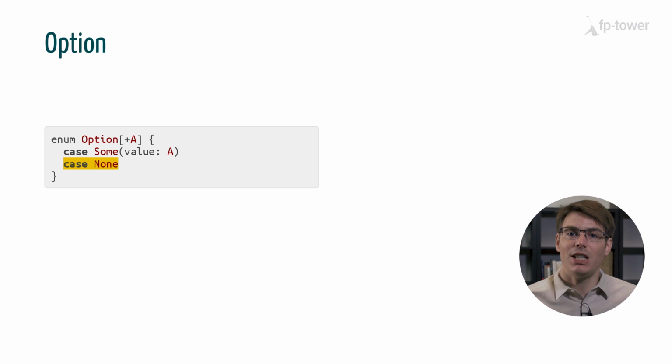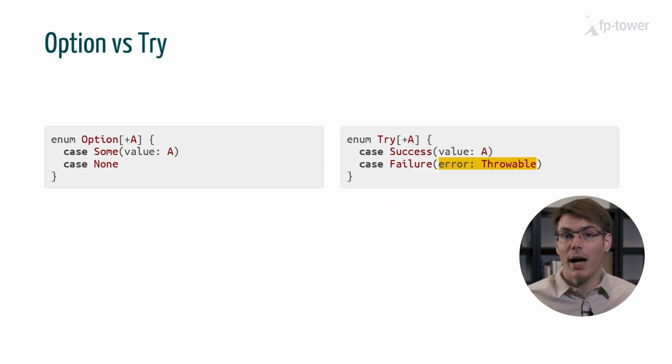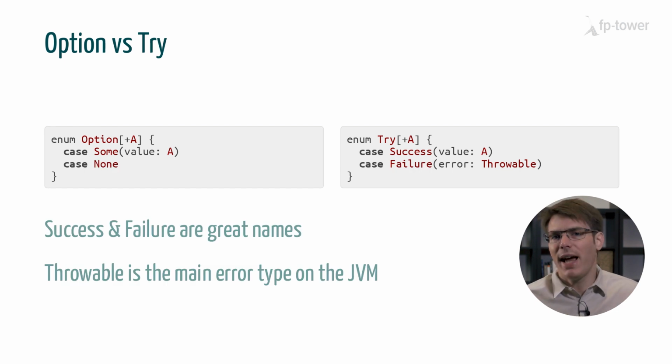One way to fix this issue is to add a field to none. That's basically what try does. A try is also an enumeration with two cases, success and failure. Success is like some, it stores a value of type A, while failure is like none with an extra field of type throwable. When it comes to error handling, try has many advantages over options.